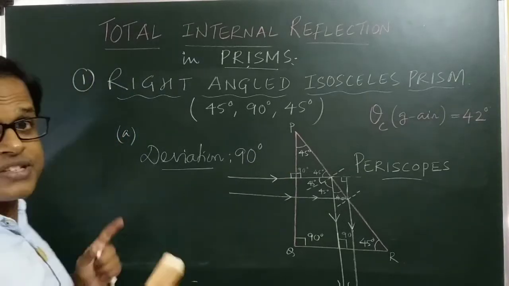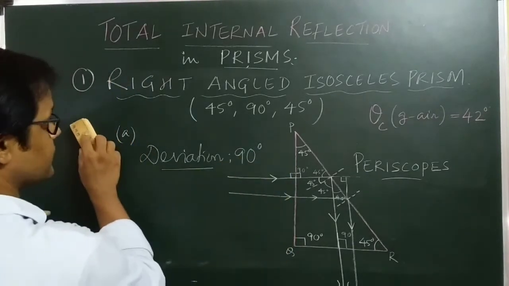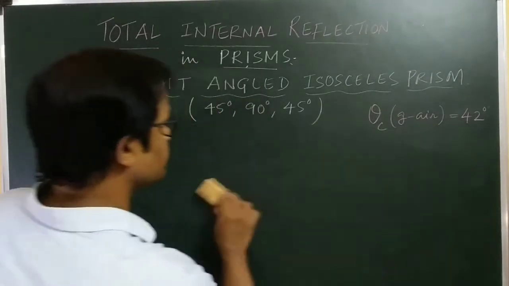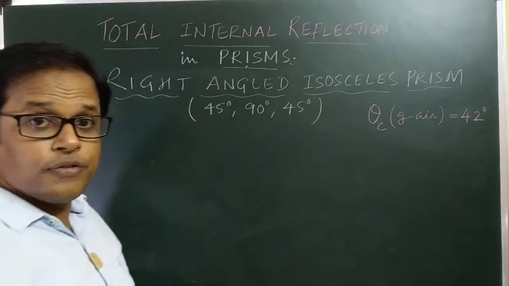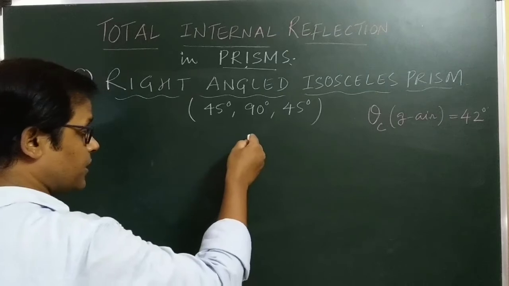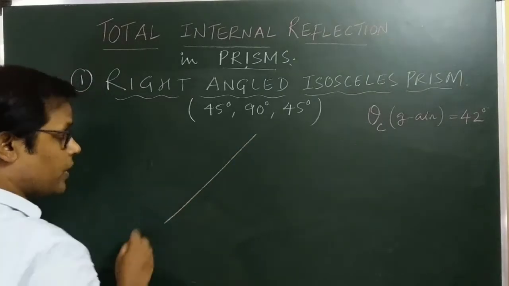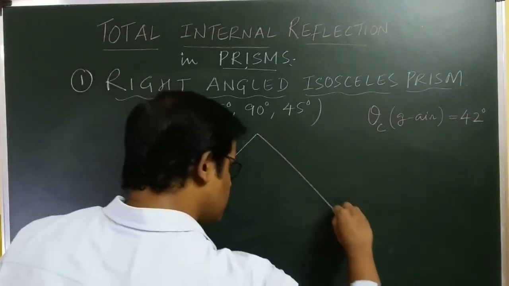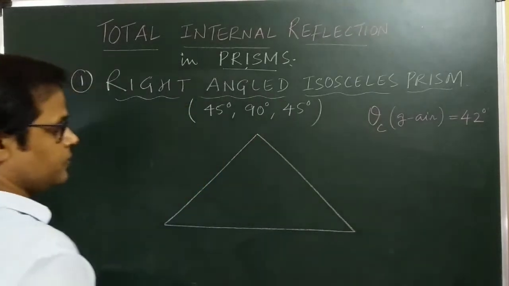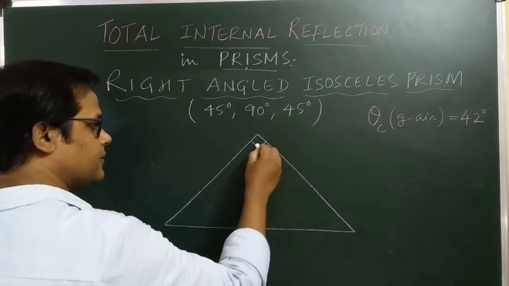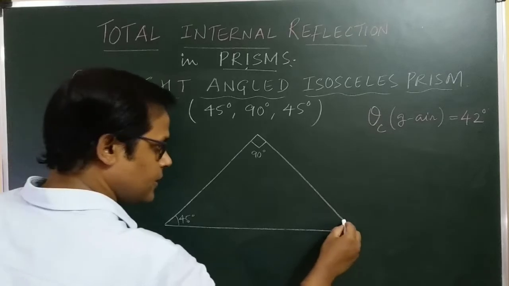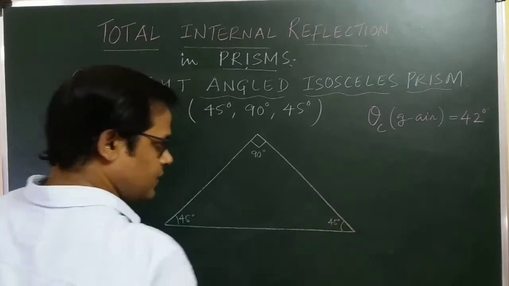Okay, let's move on to the second possible case of this prism. So what if the ray of light strikes the other surface of this prism? Alright, so let me show you something like that. Okay, the same prism I'm talking about, I just oriented it in a different manner. This is your 90 degrees. This is your 45 degrees. This is your 45 degrees.